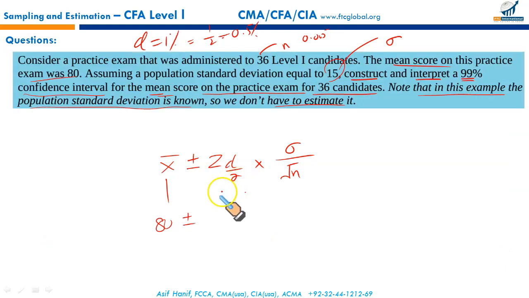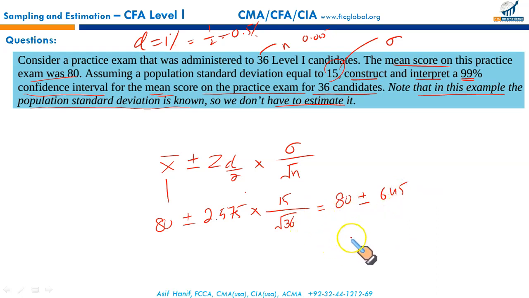So it's 2.575 multiplied by the population standard deviation, given here as 15, and divided by the square root of the sample size. It's now simple arithmetic. When you simplify, you will get 80 plus minus 6.45. Right? And when you simplify this, what you get is a maximum of 86.45 and a minimum of 73.55.